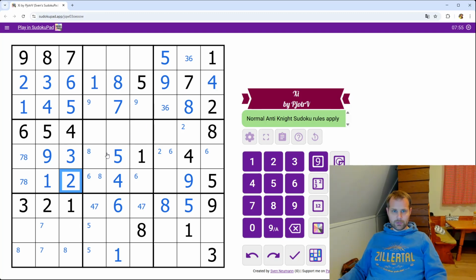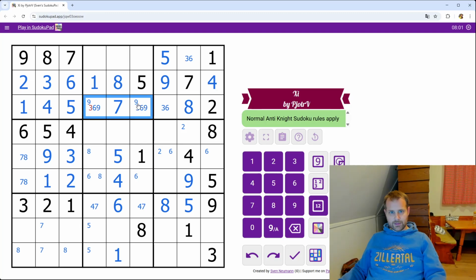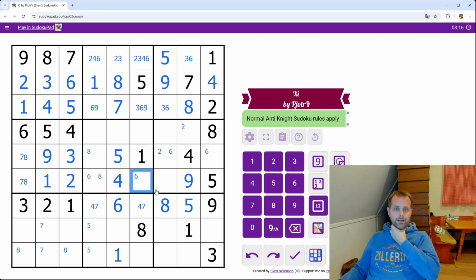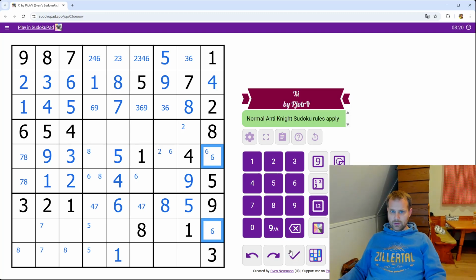Yes. Okay. This must be from 3, 6, 9. And this must be from 3, 6 to 4. Well, this is not 4, 6, and this is not 3. Okay. What are these? These are from 6 and 7.